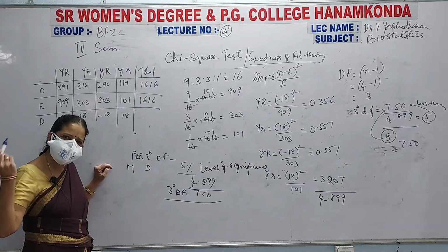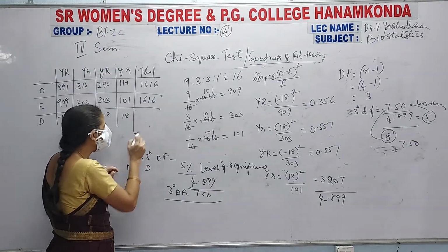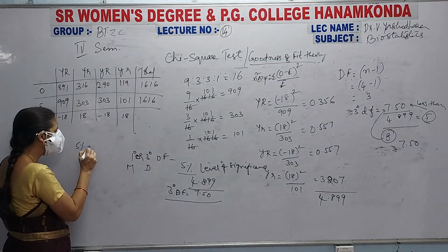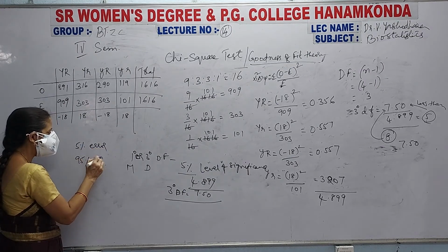Then again going back to yesterday's class, what is level of significance? That means we have only 5% error. 5% error is there and 95% it is correct.